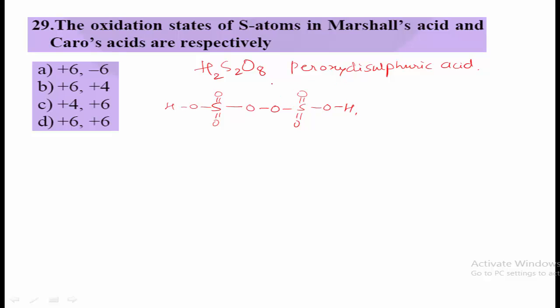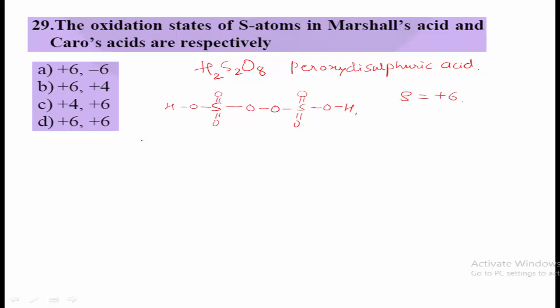This is peroxydisulfuric acid, which is named as Marshall's acid after the discovery of this acid by scientist Marshall. And here, what is the oxidation state? As you can find here, 2, 2, 4, 5, 6. Totally 6 bonds are there. That represents S is having the plus 6 oxidation state. If you observe both S, it is having the oxidation state plus 6.